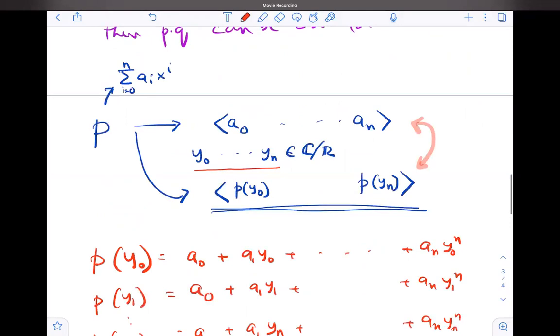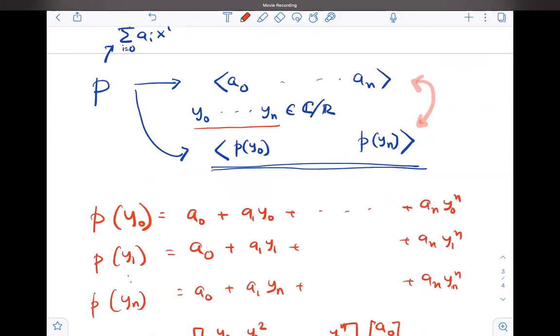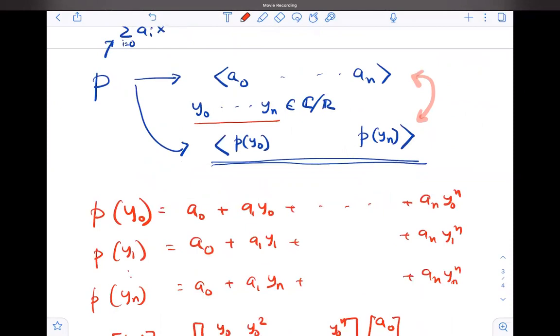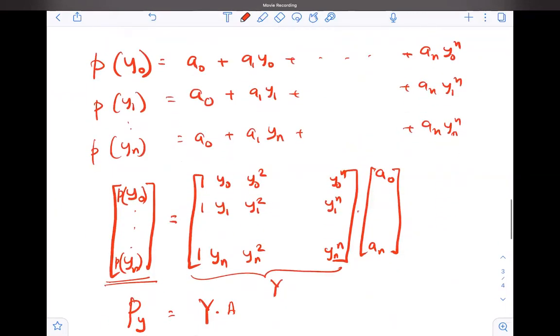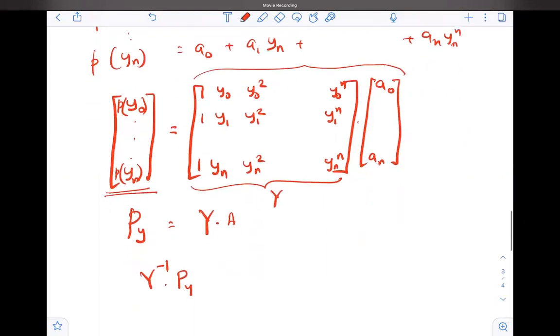More importantly, I have not even told you how. Given A0 to AN, how do you produce P of Y0 to P of YN? The standard multiplication is by multiplying these two things, right? The evaluation of this product, which is order n square, right? That is also order n squared.